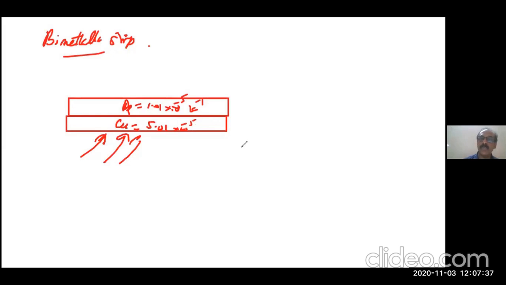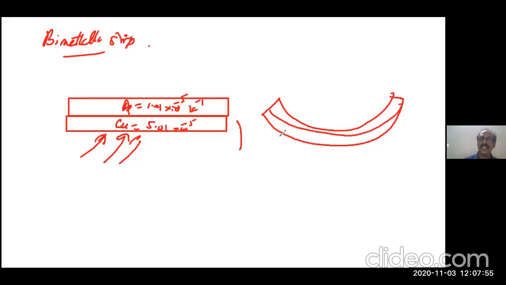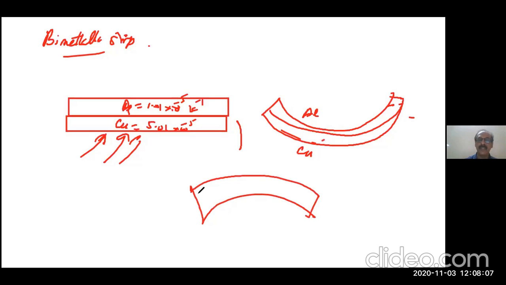That means this will go to a circular shape now because they cannot expand together. Copper has more expansion, aluminum less, so the strip will turn upward like this. Now you see, this is copper, it has more expansion, and aluminum has less expansion, so it will bend like this. If you are cooling, copper will contract more, so it will bend the other way, like this. This is copper, this is aluminum.